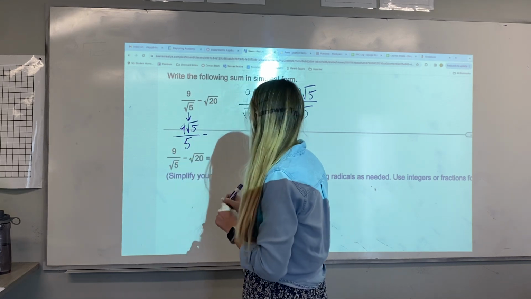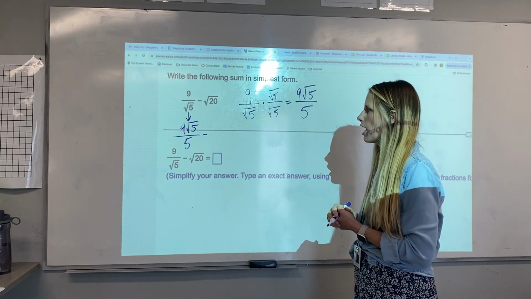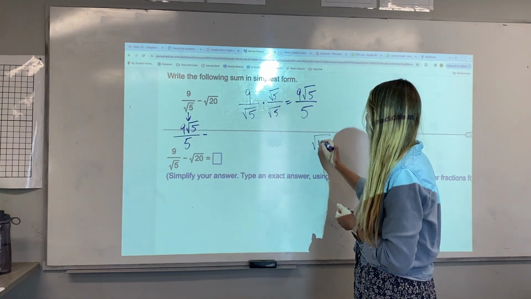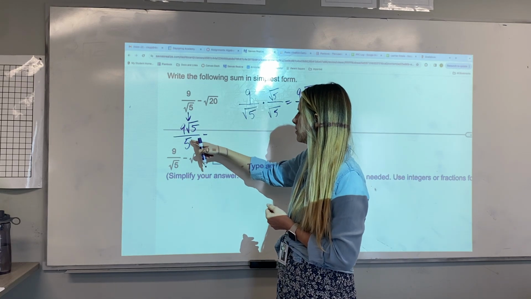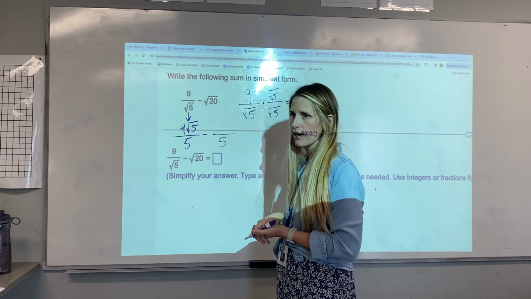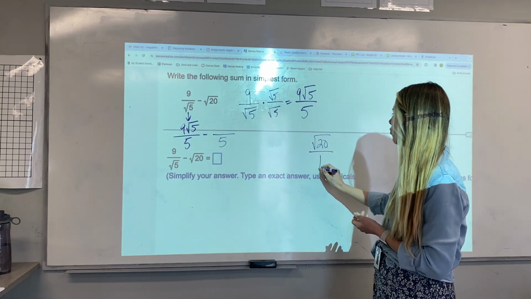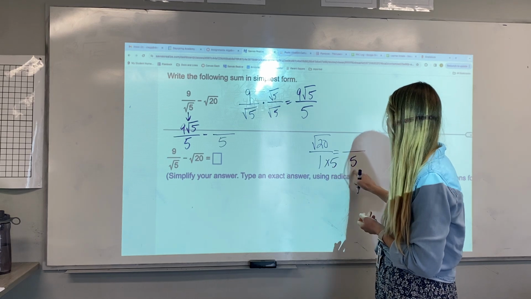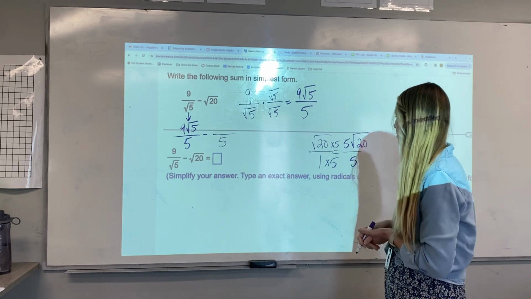Now, radical 20 needs a denominator of 5, right? Radical 20, in order to subtract these, in order to subtract 9 radical 5 over 5 minus this, I also need a denominator of 5. So I can subtract the numerators, right? So let's give radical 20 over 1 a denominator of 5. Times 5 is 5, times 5 is 5 radical 20.